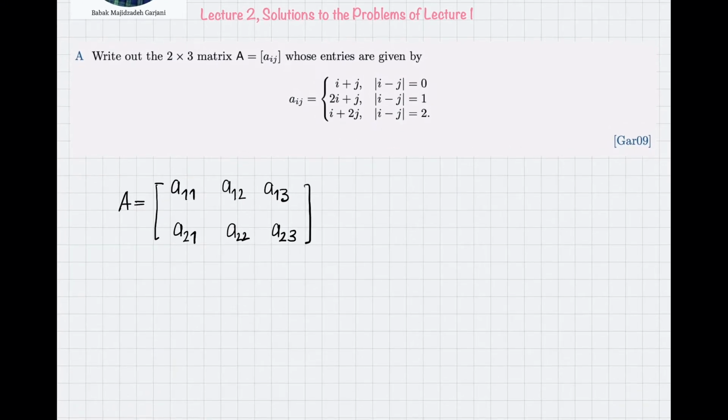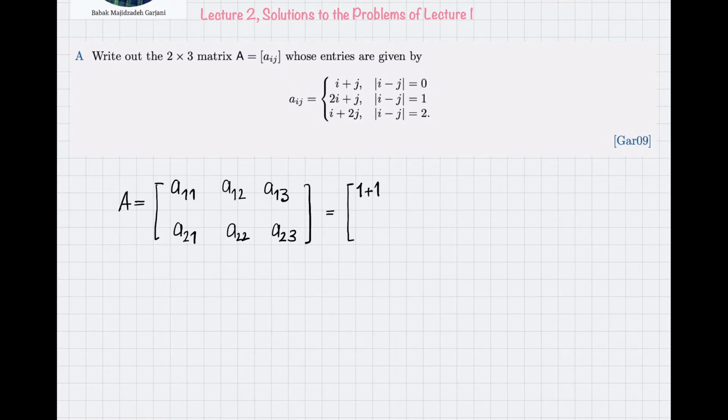For the case of A11, the i index is 1, the j index is also 1, so i minus j is 0, and the absolute value of that is also 0. So for this entry, I have to use the first rule. The first rule tells me that I need to add the i and j indices together. Here i and j are 1 and 1, so the answer would be 1 plus 1.